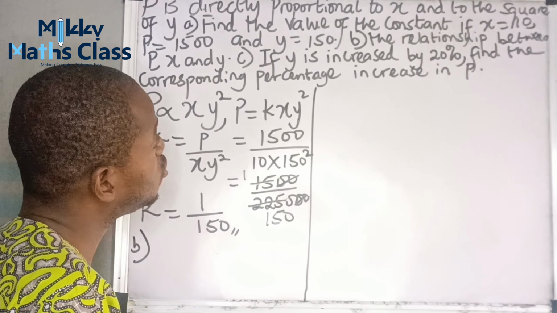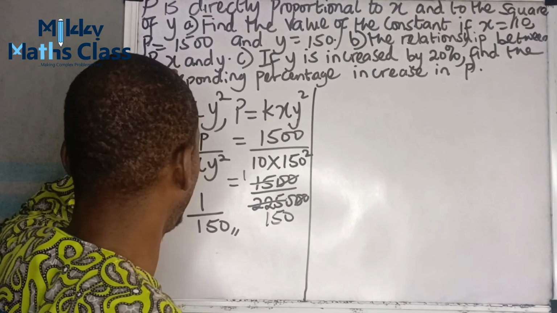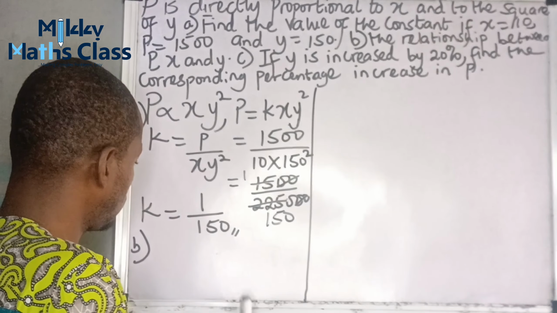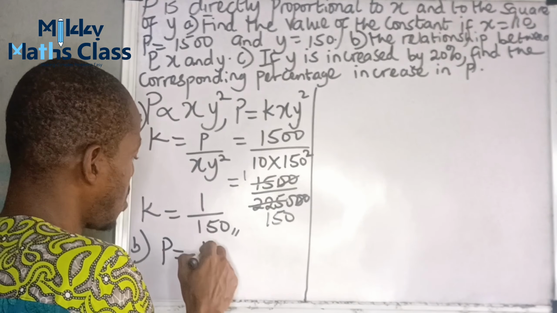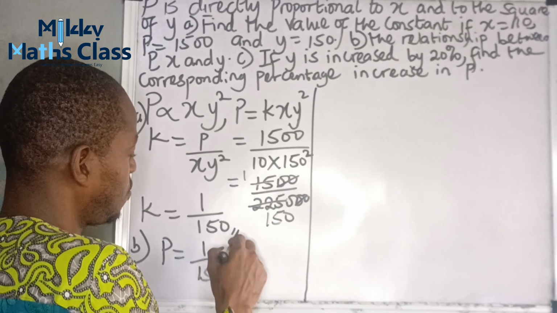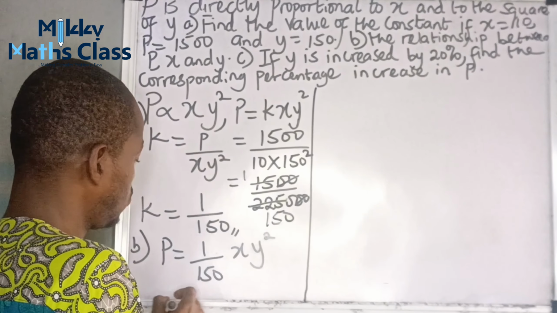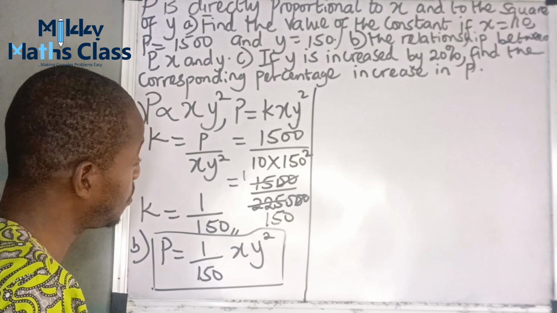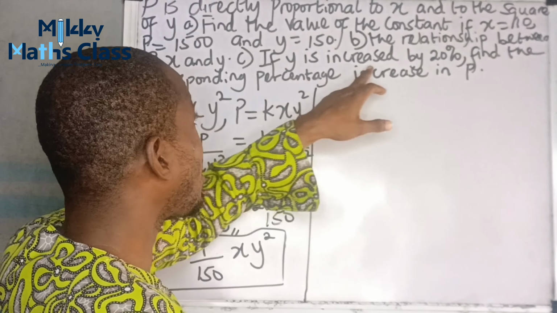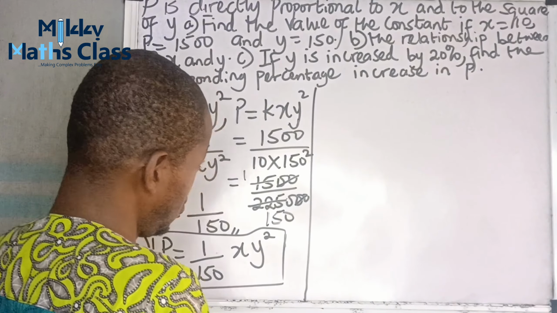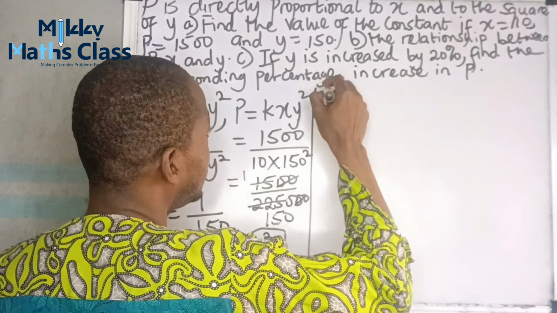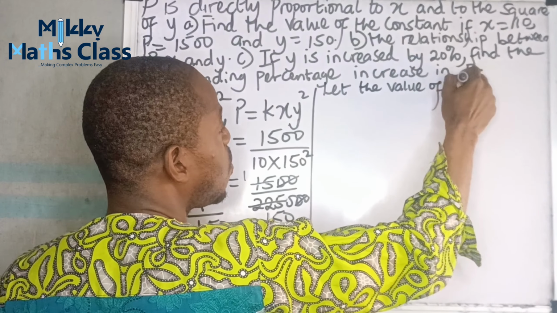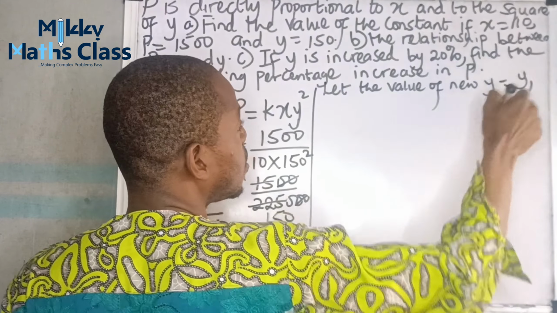The B part says the relationship between P, X, and Y. That's just putting the value of K into this formula that we have written. So P is equals to 1 over 150 times X, Y to the power of 2. So this is the relationship between P, X, and Y. Okay, so the last one says if Y is increased by 20%. So let the value of the new Y be equals to Y1.